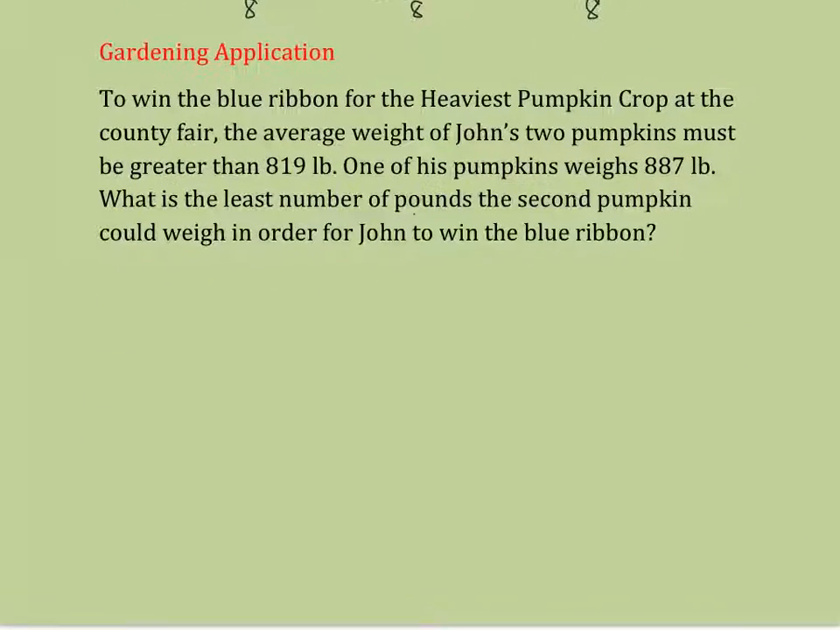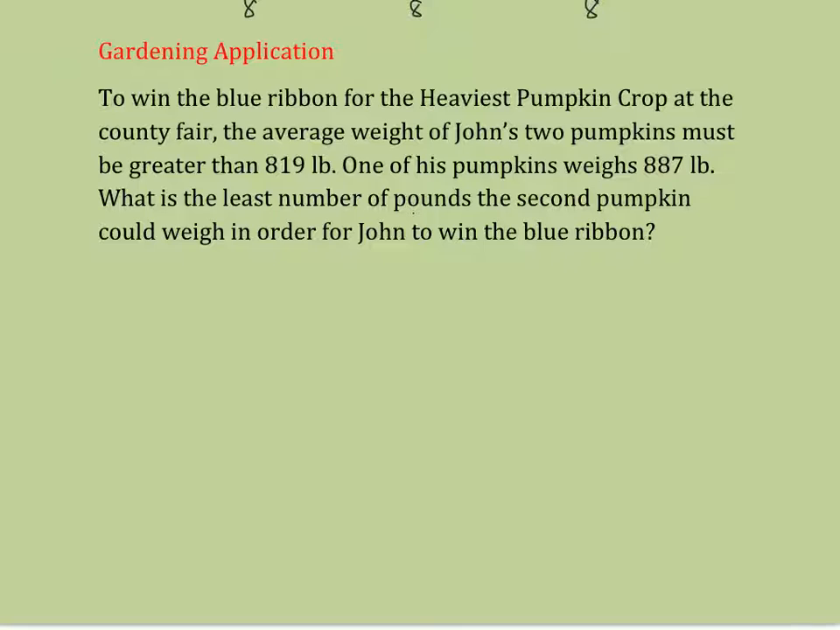Then the last problem is a word problem. So remember, with word problems, we always want to use the 4-step problem-solving plan. So let's read it. It says, to win the blue ribbon for the heaviest pumpkin crop at the county fair, the average weight, and that's key, that they're using that word average weight, so you have to be able to find the average between 2 pumpkins. So the average weight of John's 2 pumpkins must be greater than, another important word phrase, 819 pounds. One of his pumpkins weighs 887 pounds. What is the least number of pounds the second pumpkin could weigh in order for John to win the blue ribbon?